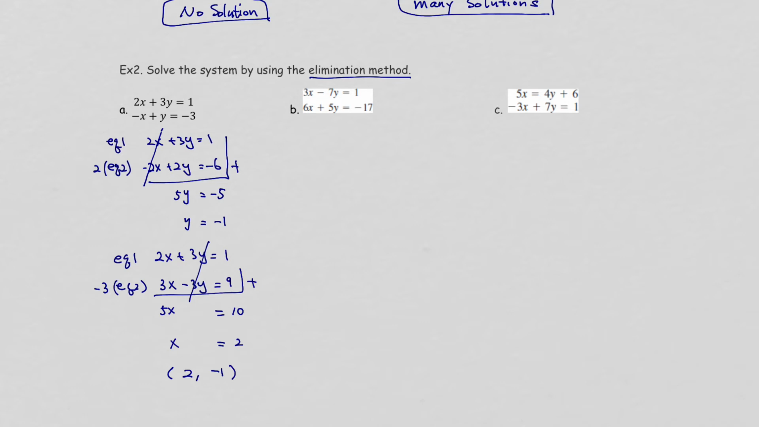So I'm going to do equation 1 multiplied by -2. So I will make it -6x, right? That will give me -6x plus 14y equals -2. And then just equation 2 as it is, 6x plus 5y equals -17. Add these two, no more x. Your 19y gives you -19. So divide both sides by 19. I get y equals -1.